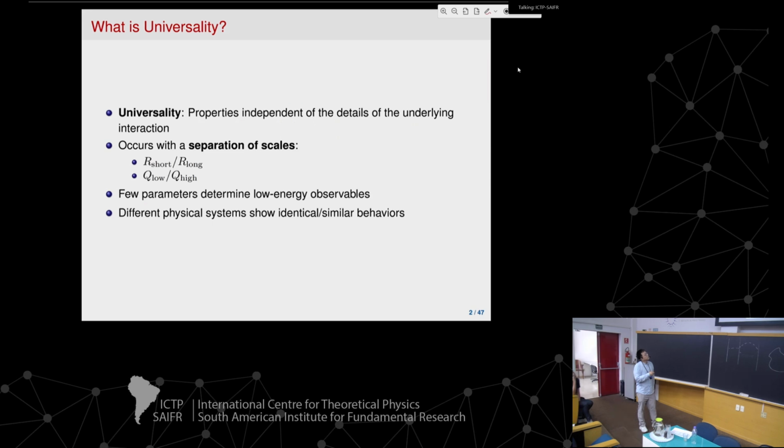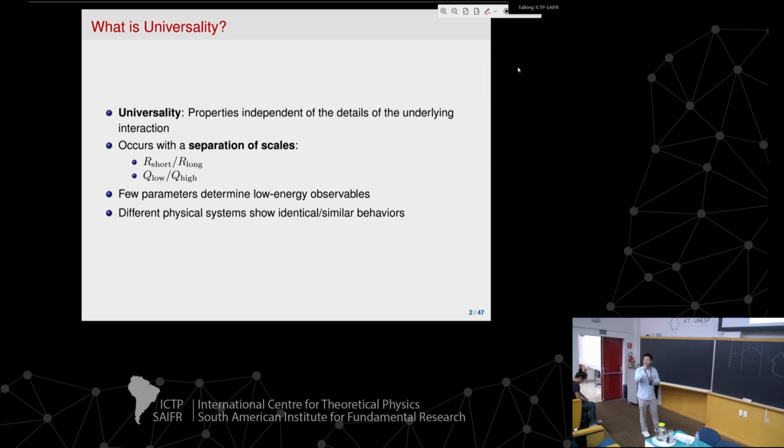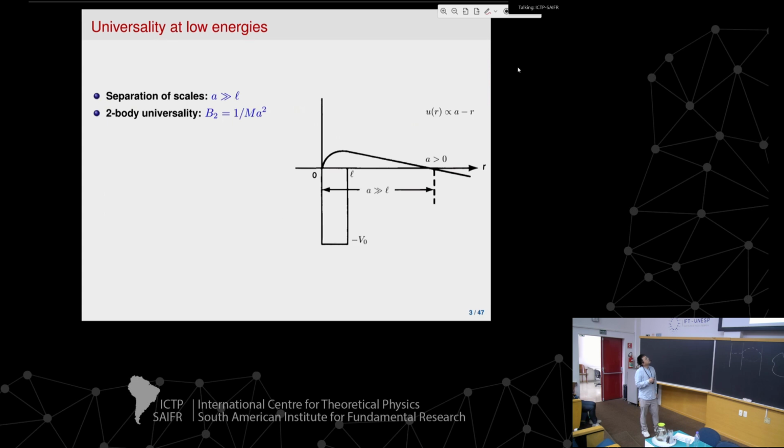And if you have this separation of scales, then the physics you're describing, or the low energy observables, can be parameterized by a few parameters. This is called universality, which means that many of those low energy observables are correlated with each other. So you need only a few parameters to determine their behavior. And with these universal behaviors, you can describe very different systems that show identical or similar behaviors under those universal correlations. Now let's give a simple quantum mechanics picture of this universality.